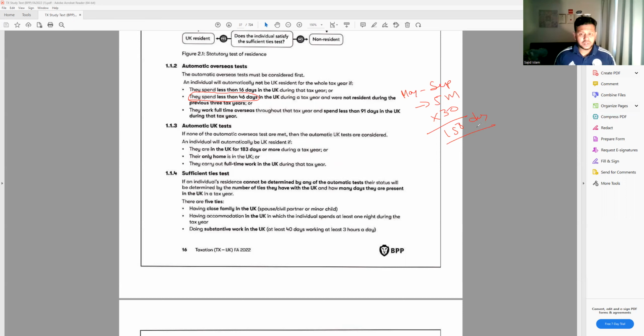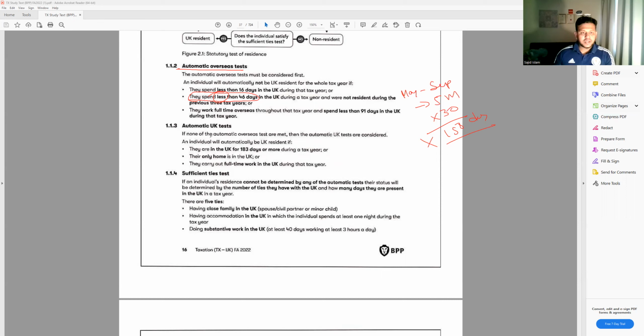He lived in the UK. So that means he lived more than 46 days. It's not less. So more than 46 days. So automatically he does not satisfy the automatic overseas test. So we will not consider that because he lived more than 46 days.